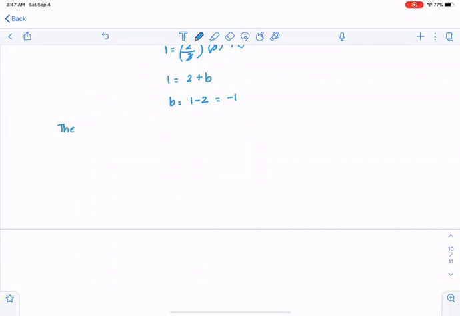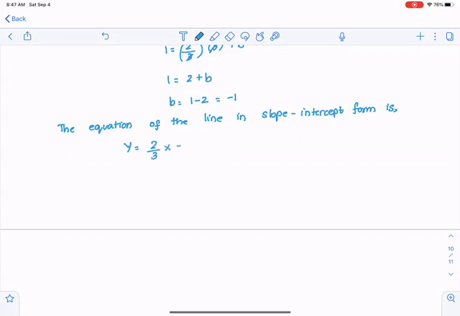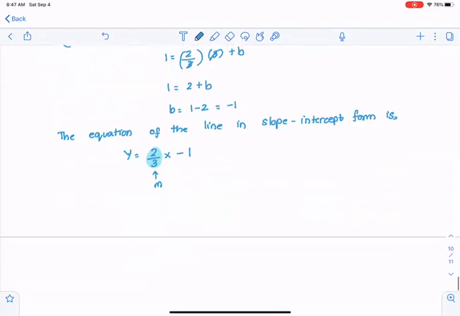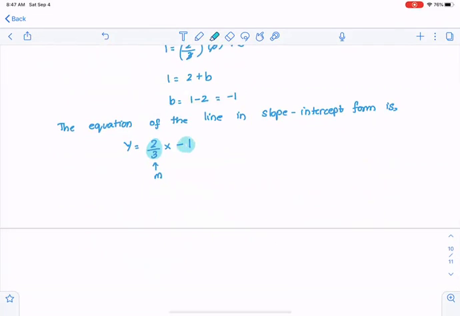So now we've got the value of m, we've got the value of b, so the equation of the line in slope-intercept form is y equal to 2/3 x minus 1, because the slope is m, 2 over 3 from part A. The intercept is -1 that we calculated from part B.